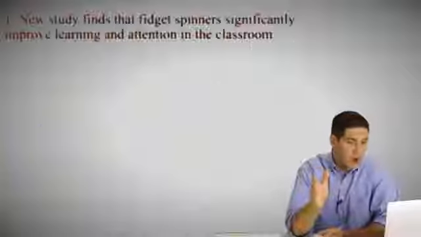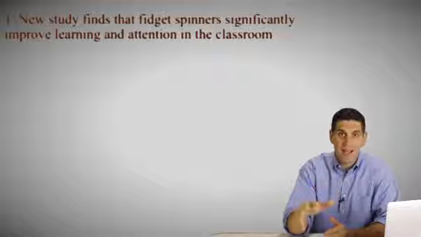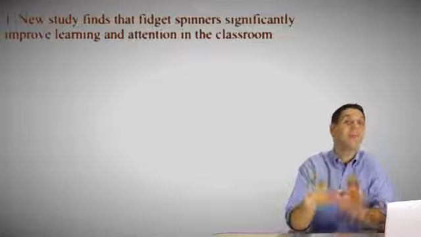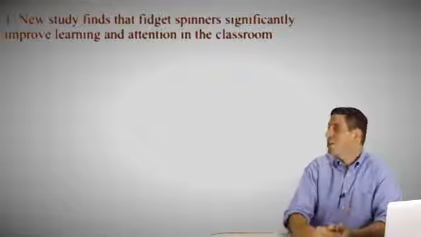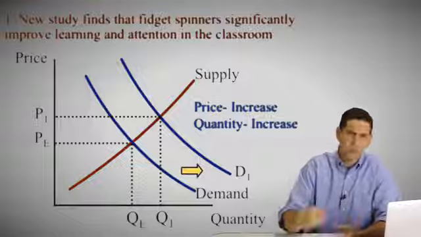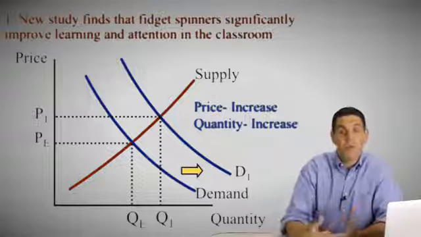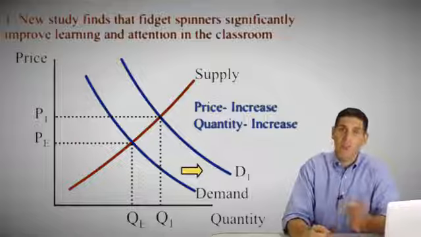Good luck. For the first scenario here, it says that fidget spinners significantly improve learning and attention in the classroom, and they've actually found out they don't, but let's say they do, right? So they make you more intelligent and a better student. So what would happen? Well, the demand would increase. People would want to buy more of these. Parents want to buy them for their kids because they want their kids to be smart. So the demand curve would shift to the right, causing the price to go up and the quantity to go up. So there's your right answer.